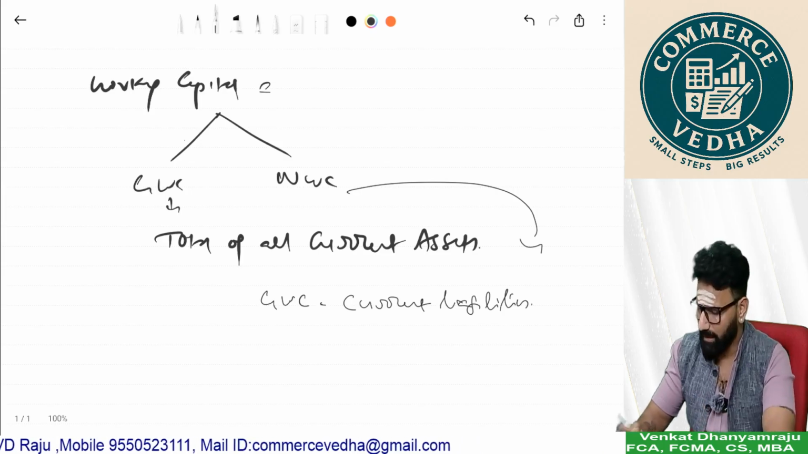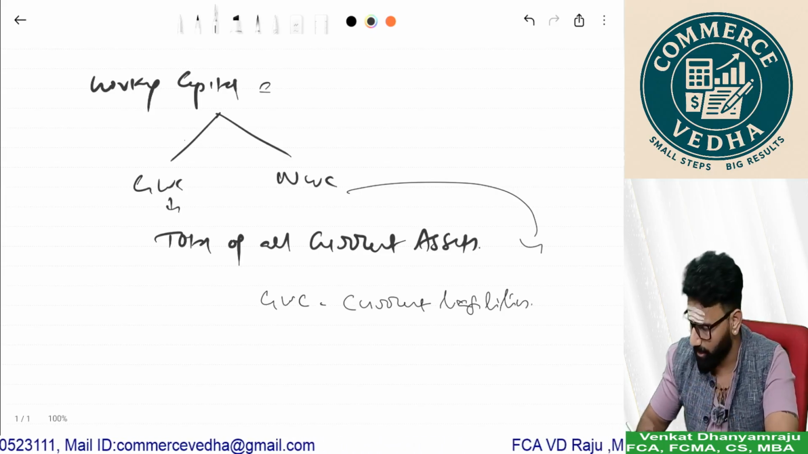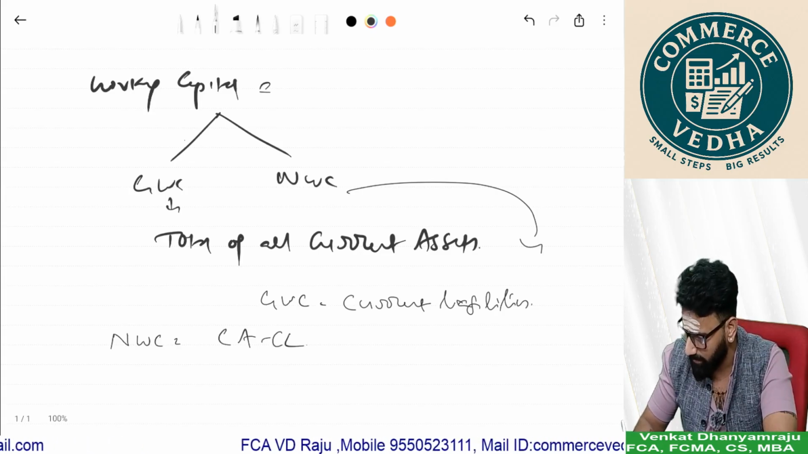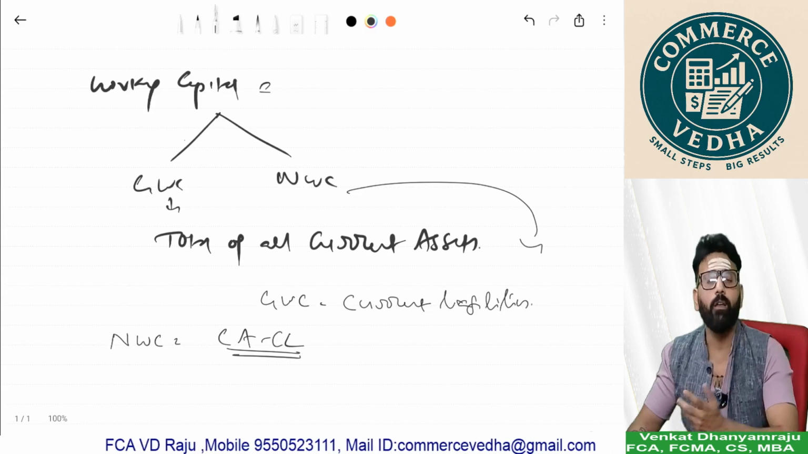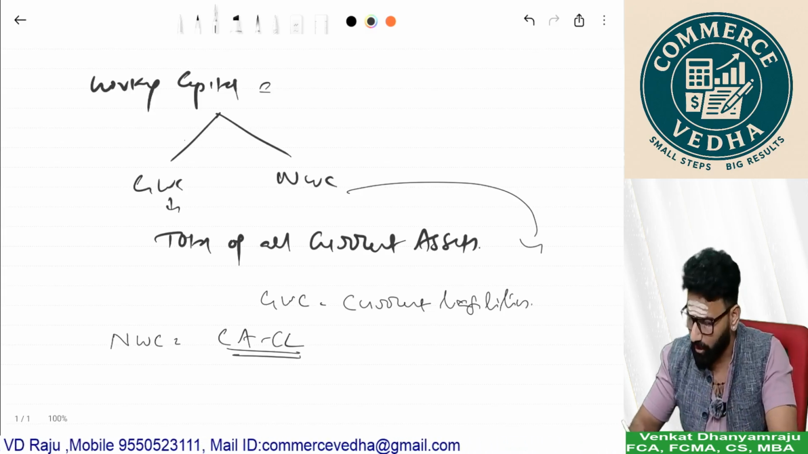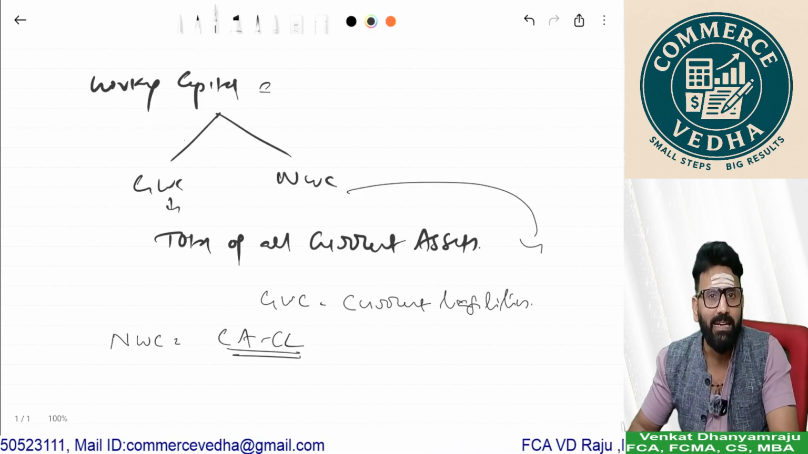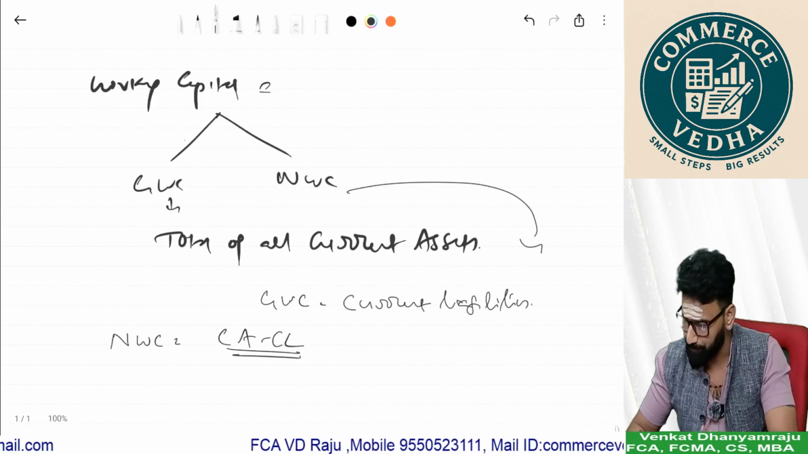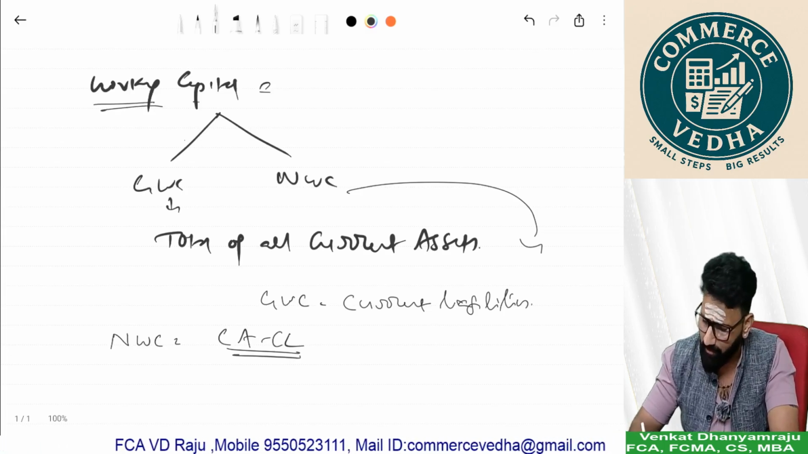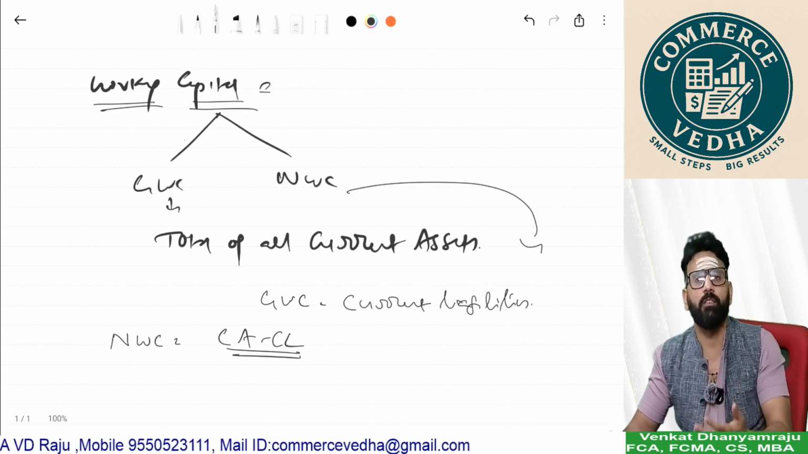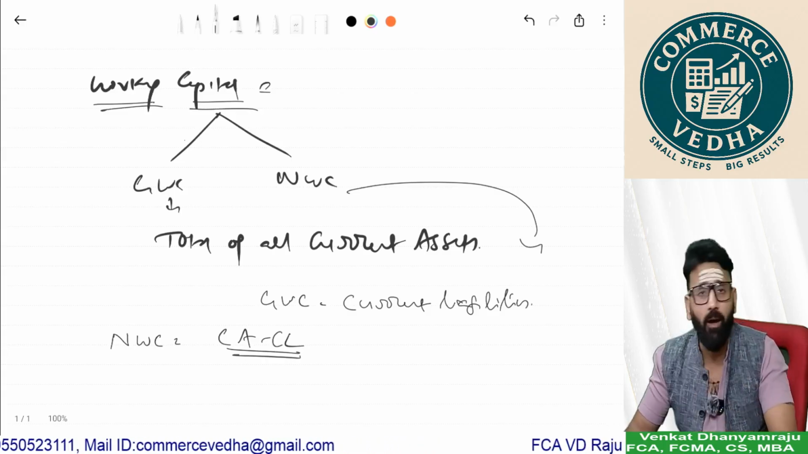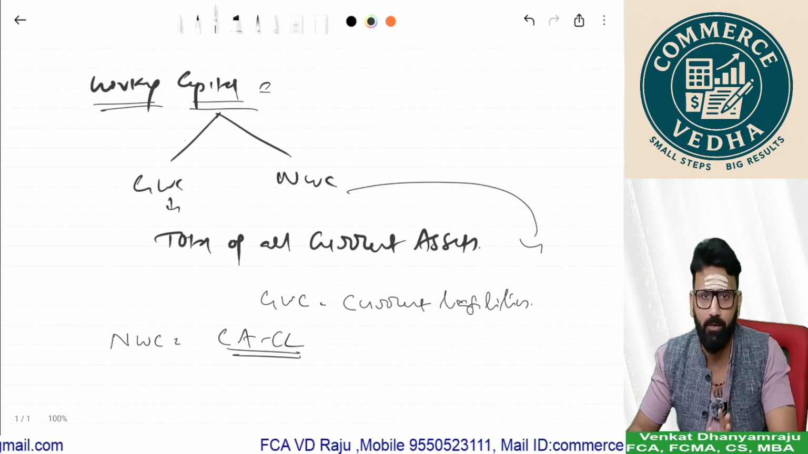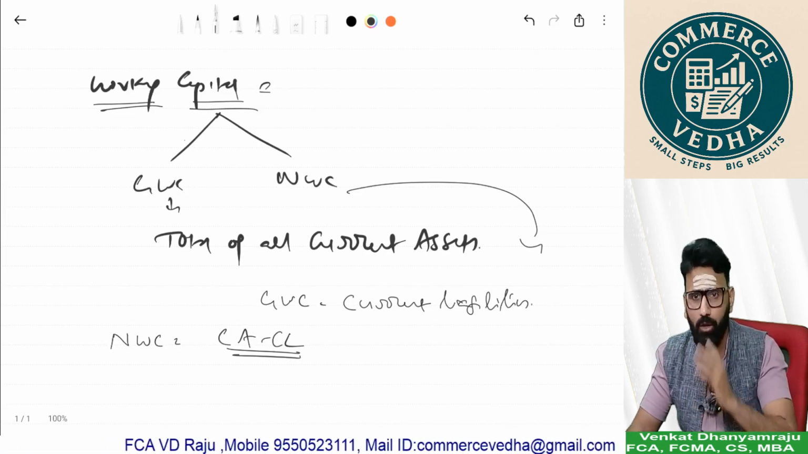So basically, whenever we talk about working capital, we mean net working capital, that is current assets minus current liabilities. Only current assets is called gross working capital, and if I deduct current liabilities from the current assets, it is called net working capital. Why this chapter is very important, what concepts it covers, and why it looks a bit difficult but is actually a very simple chapter, we will discuss going forward.